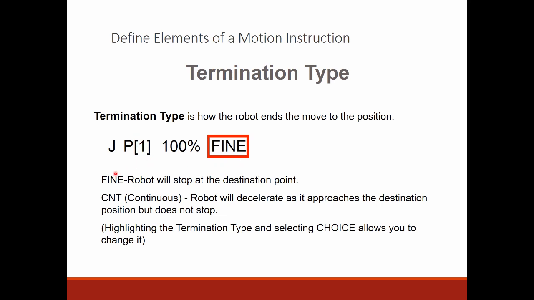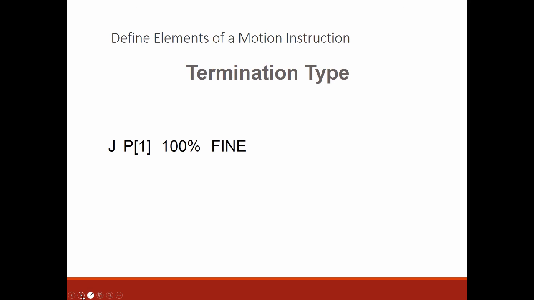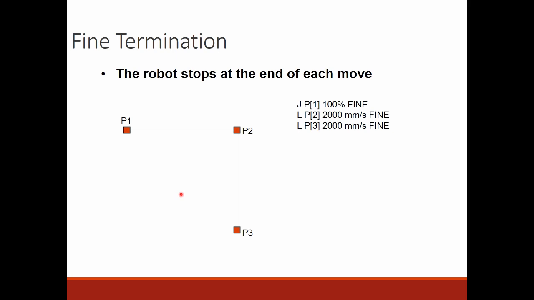So we have fine, which means that the robot will stop at the destination point, hesitate before moving on. Or we have continuous, which means that the robot is going to come close to the point, and depending on how we define it, it'll either slow down or it'll get as close as it can without slowing down before moving on to the next destination. So let's look at what a fine termination type looks like.